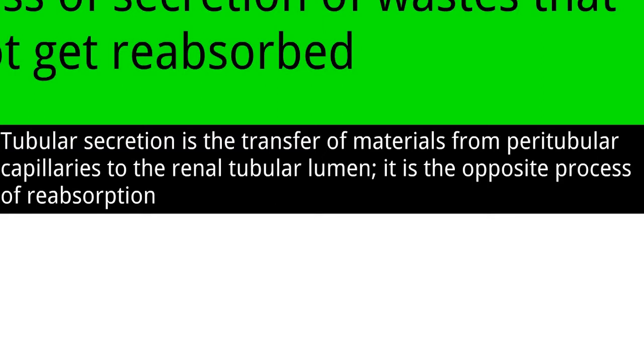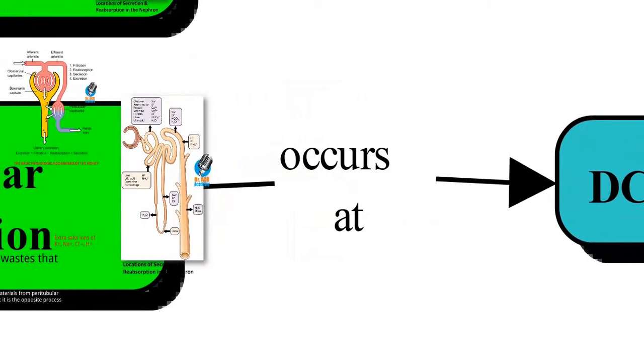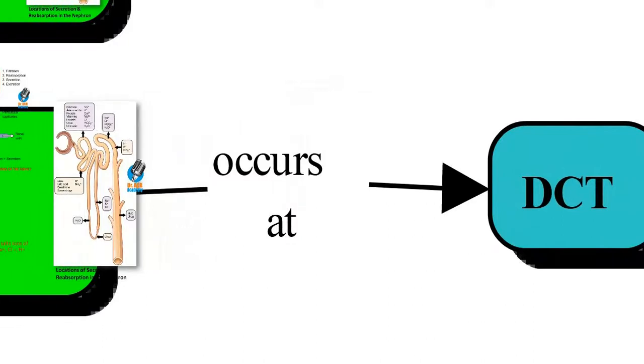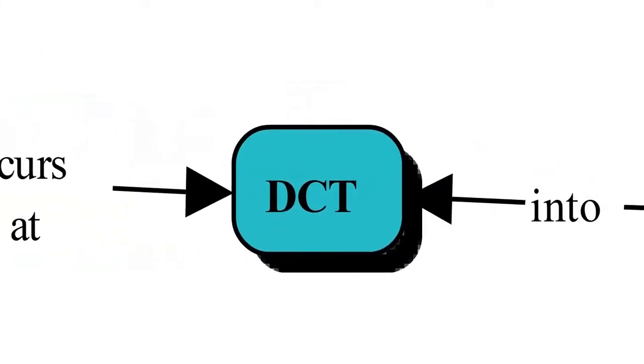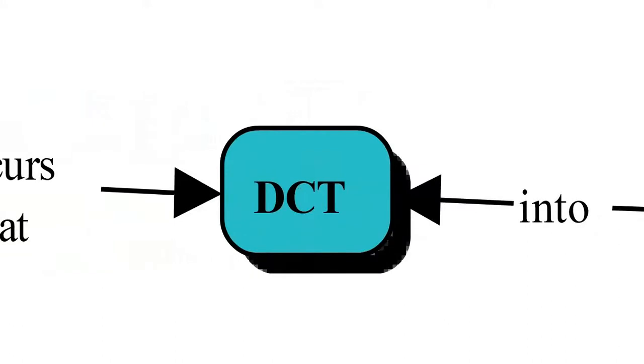So here this tubular secretion is the transfer of waste materials from peritubular, that means from blood capillaries, to the renal tubular lumen, later excreted out of the body. So here waste materials are secreted from the peritubular capillaries to the renal tubular lumen, and this process is opposite to the reabsorption. And usually this tubular secretion occurs from the PCT to the loop of Henle and DCT also, but mainly this occurs at the distal convoluted tubule.